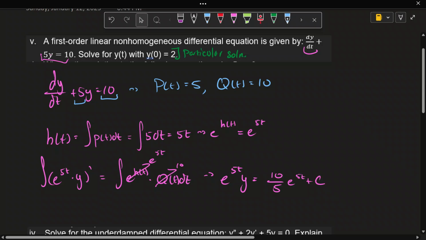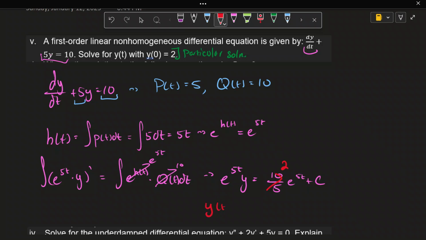We cannot forget this plus c. That's our constant of integration. Now this becomes a 2, but we want to find y of t, not e to the 5t times y. So we divide by e to the power of 5t, and y of t is equal to 2 e to the 5t divided by e to the 5t, which is 1, plus c e to the minus 5t, because we divide by e to the 5t.